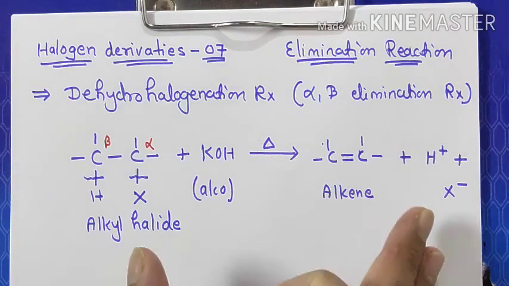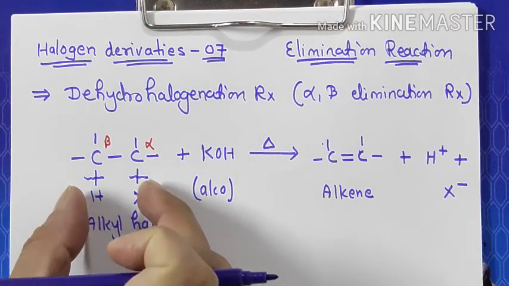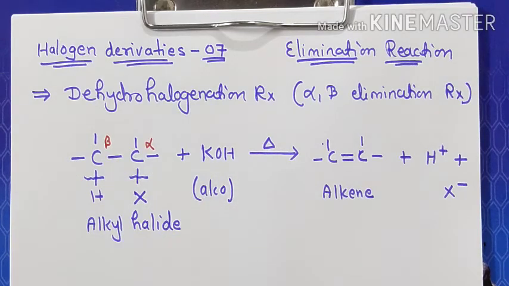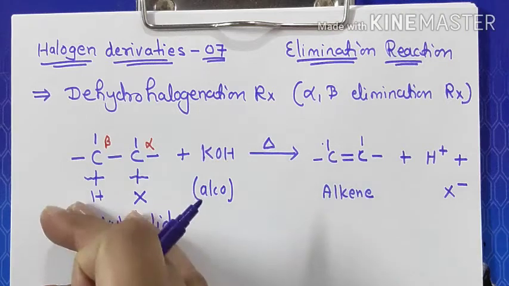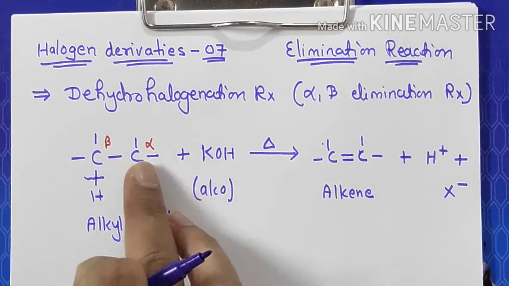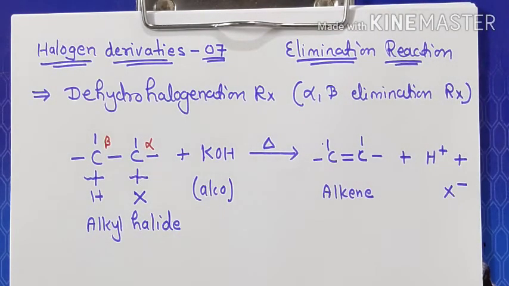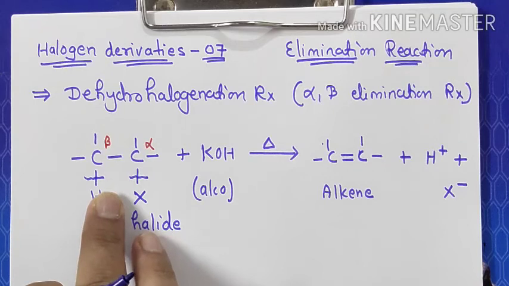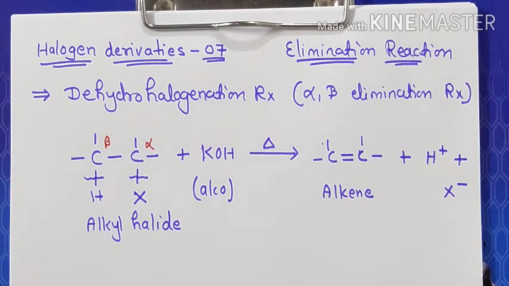What we have to understand at this point of time is that something gets removed from one molecule. Because it is removed, and nothing is added, it is called an elimination reaction. The elimination is taken from the alpha and beta positions. That's why it is called alpha beta elimination reaction. And next, it forms alkene. That is what you have to remember.